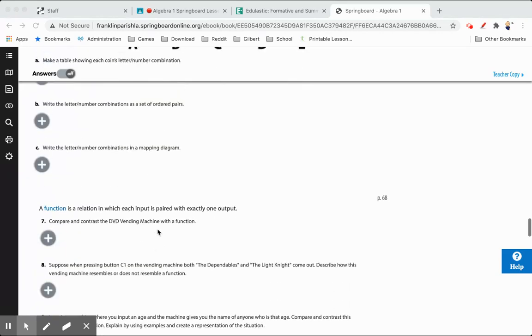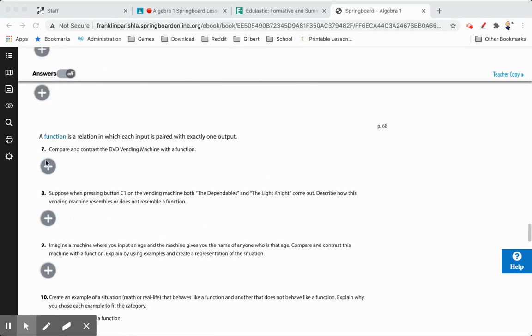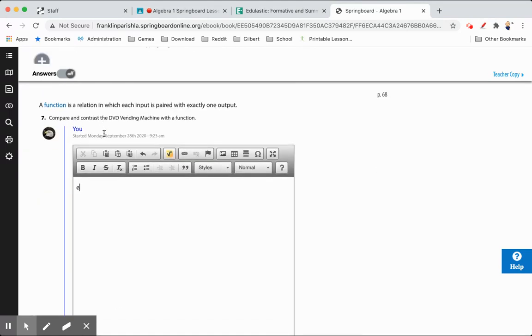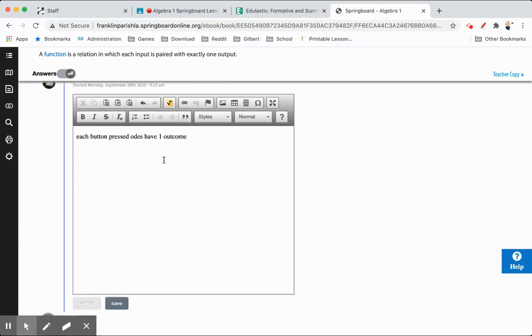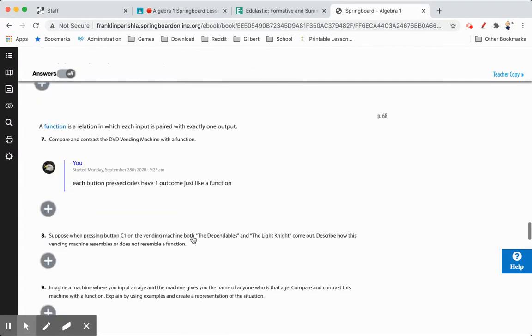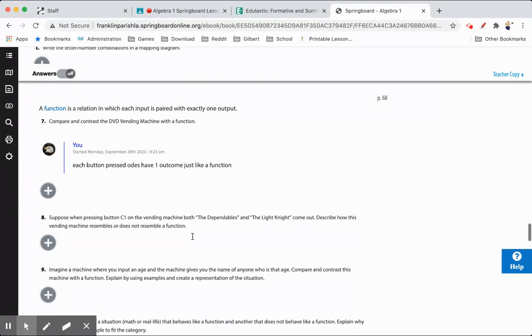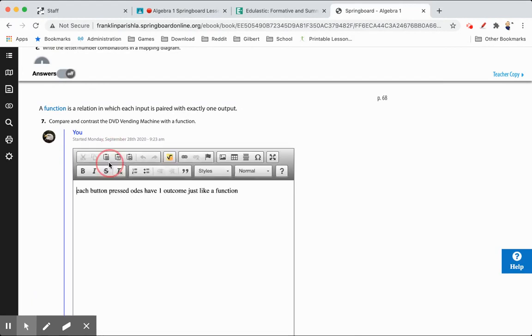So for number 7, compare and contrast. How is it like it? Each button pressed does have one outcome. Just like a function.